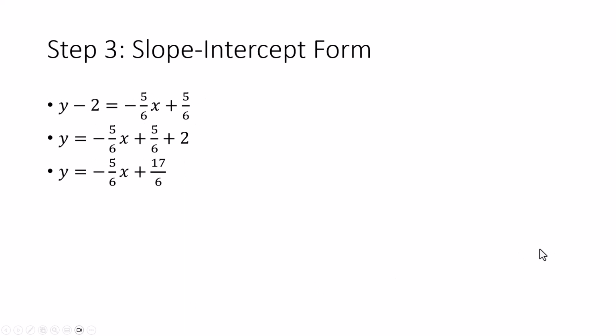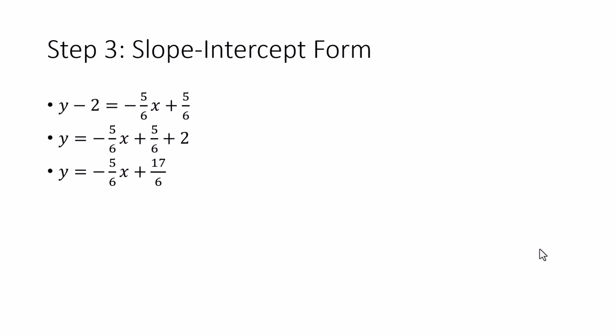Our next step is to determine the slope-intercept form. This means we solve for the y variable. So we add 2 to both sides of the equation, and this gives the y variable equals -5/6 x plus 5/6 plus 2.